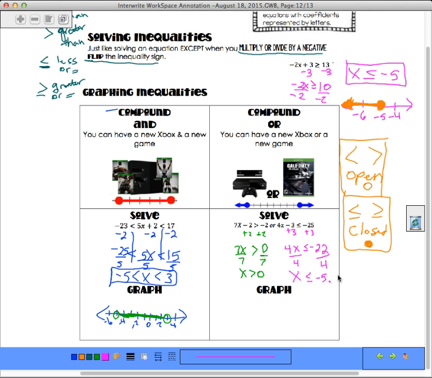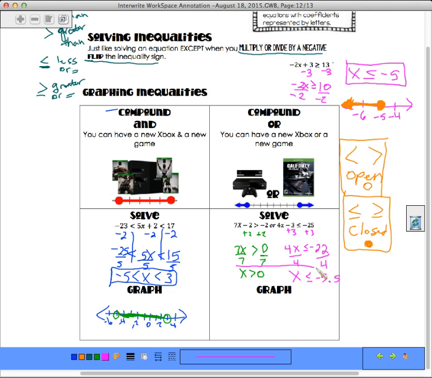Notice that even though the negative 22 is negative, we didn't flip the sign because what we divided by was not negative. This is a positive number. So be really careful with that. Only if you divide or multiply both sides by a negative do you need to flip your sign. So this is my answer.